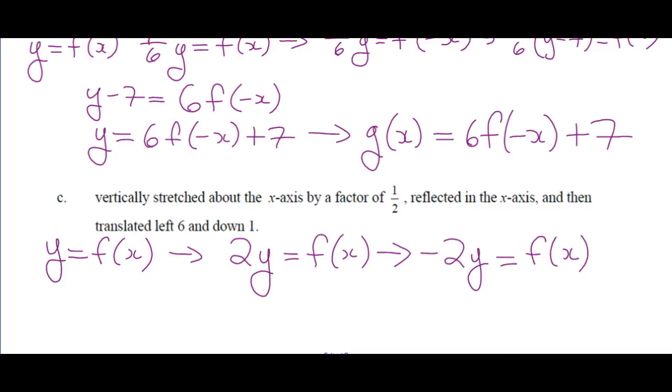And then, translated left 6, down 1. I could do that in one step, right? So because, I don't know how to draw the arrow. I have to go this way. So negative 2. Draw the arrow. Okay, so you fill in what you think ought to go there. And then I fill in what I think ought to go there.